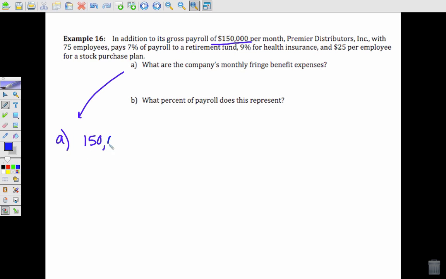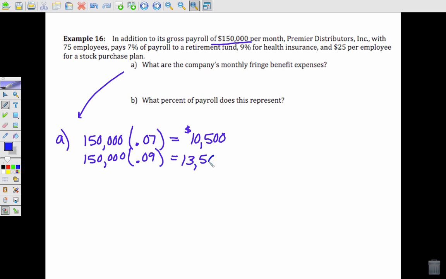Well, we've got a total payroll here. That's all of the 75 employees, $150,000, and we've got 7% for retirement. If I find 7% of 150,000, I get 10,500. That is for your retirement fund. And 9% for health insurance, so I'm going to go 150,000 times 9%. That amount is 13,500.